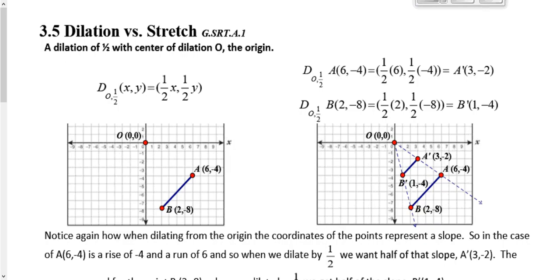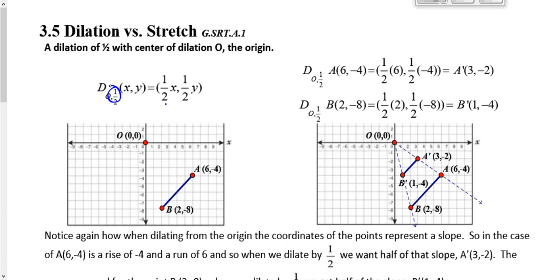Let's move on to the next page. Now we're doing a dilation of 1/2. Same thing, right? So the run is just going to be the x minus 0 in this case, and y minus 0. And what are we doing to each of those rises and runs? Multiplying by 1/2. It's a 1/2 on this page, right?